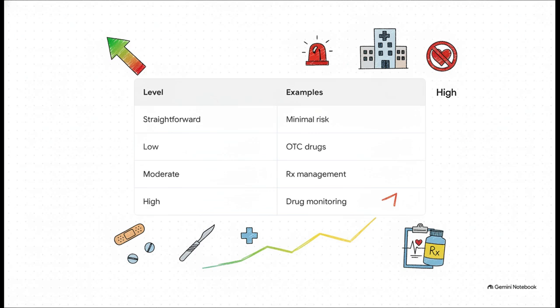Straightforward is just minimal risk, maybe some rest or superficial treatments. Low is your over-the-counter medications or minor surgery with zero risk factors. Moderate steps up to standard prescription drug management or elective major surgery on a healthy patient. And then high risk sits right at the very top: intensive toxicity monitoring, emergency surgery, direct hospital escalation, and DNR decisions. This right here is your ultimate cheat sheet for Chart C.